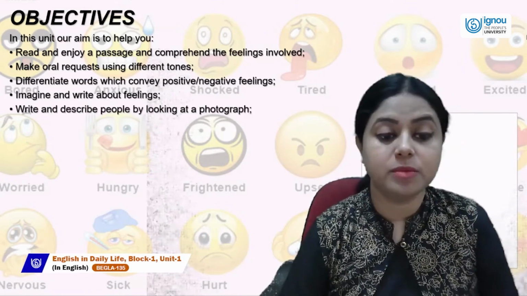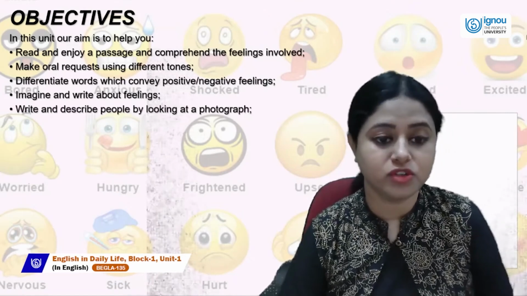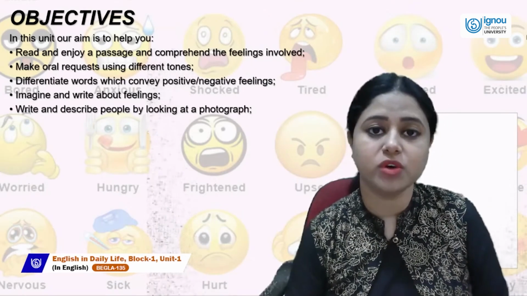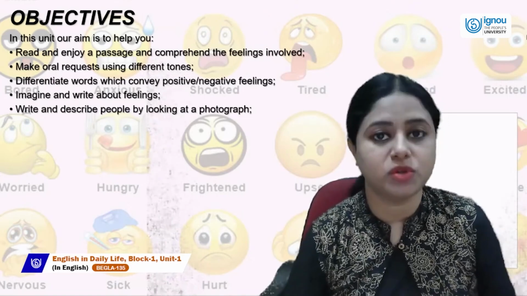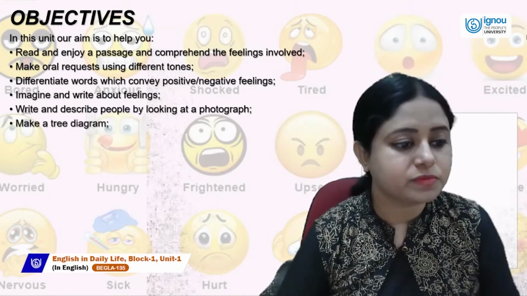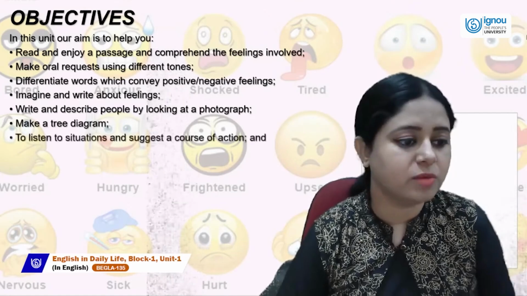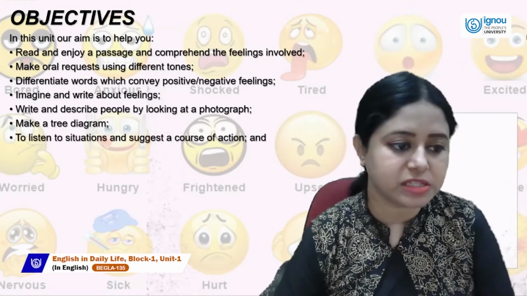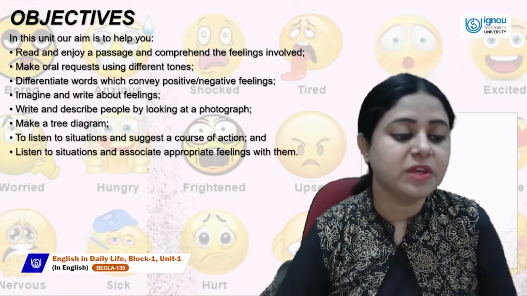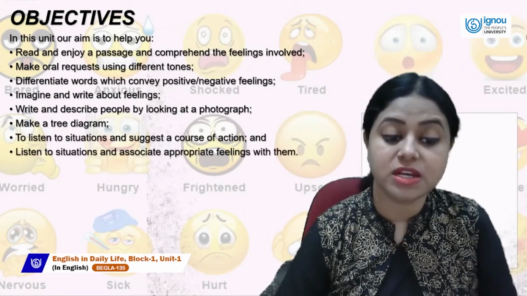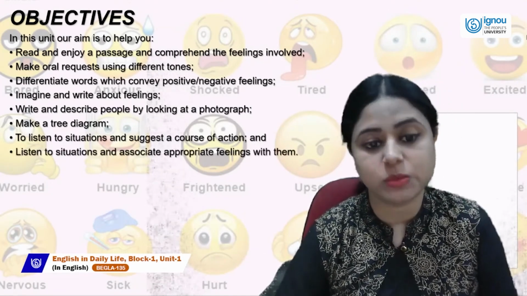Write and describe people by looking at a photograph. What you have to do is you look at a photograph and then you describe. Okay, so the idea is to develop your skills here as well. Then you will make a tree diagram, and you can go through all these exercises in your book. To listen to situations and suggest a course of action, and listen to situations and associate appropriate feelings with them.